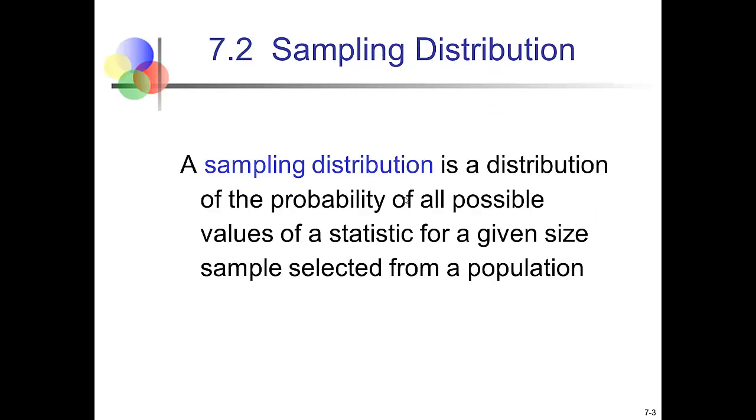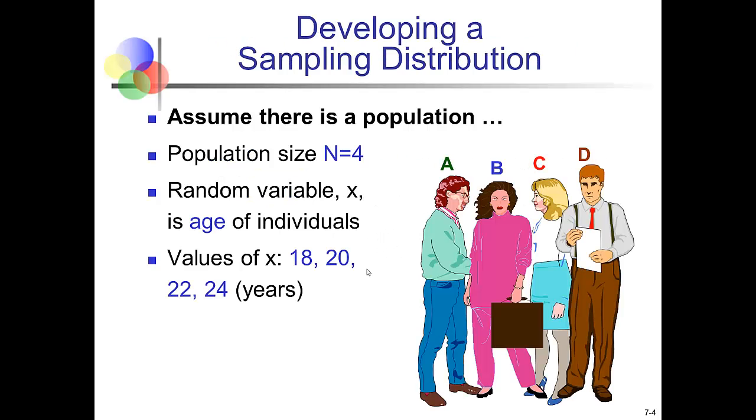The sampling distribution is the distribution of the probability of all possible values of a statistic for a given size sample selected from a population. So the sampling distribution really is about all of the possible values of a statistic, like all the possible means that you could get when you're sampling from a population with a given sample size, and the associated probabilities of each of those sample means occurring. So we're going to walk through an example here to help you understand the concept of sampling distribution.